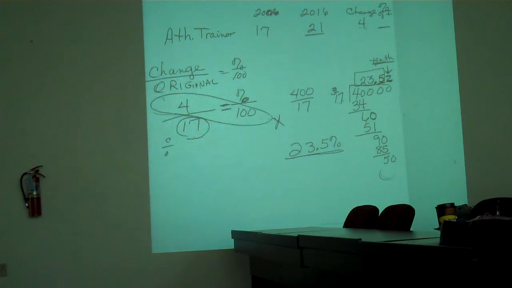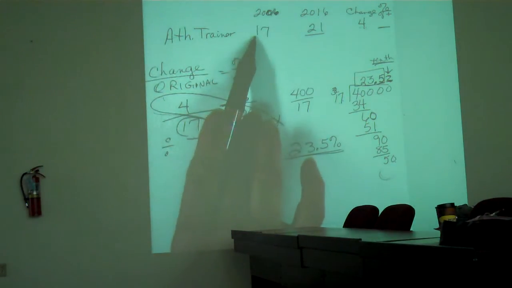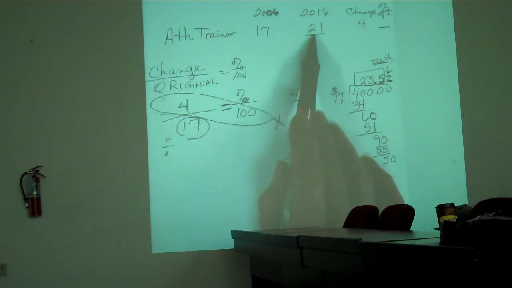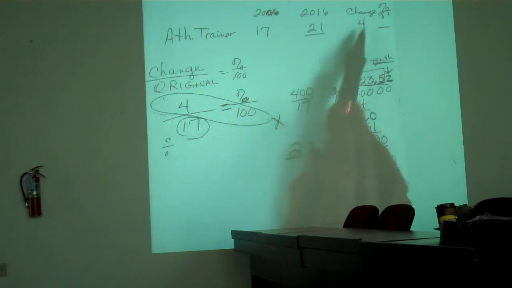You do the same for a percent of decrease. You still do the change over the original. If it had gone from 17 down to 13, it would still be the same percent. It still would have changed by 4.